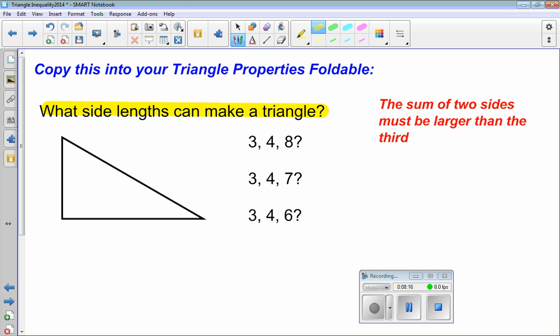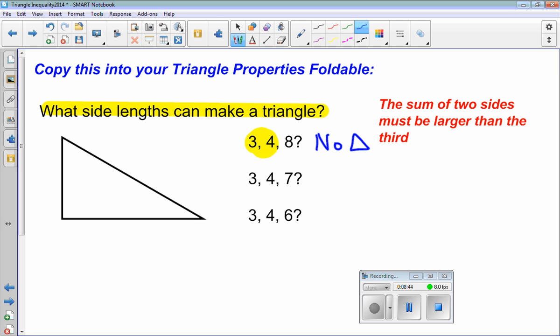Would they, yes or no, make a triangle, and why? No. Ooh, I hear no and I hear yes. So who says no? Why do you say no? Josh, you said it pretty loud. Why do you say no? Because 3 and 4 added together is not bigger than 8. It has to be bigger, right? So this would be a no. No triangle.